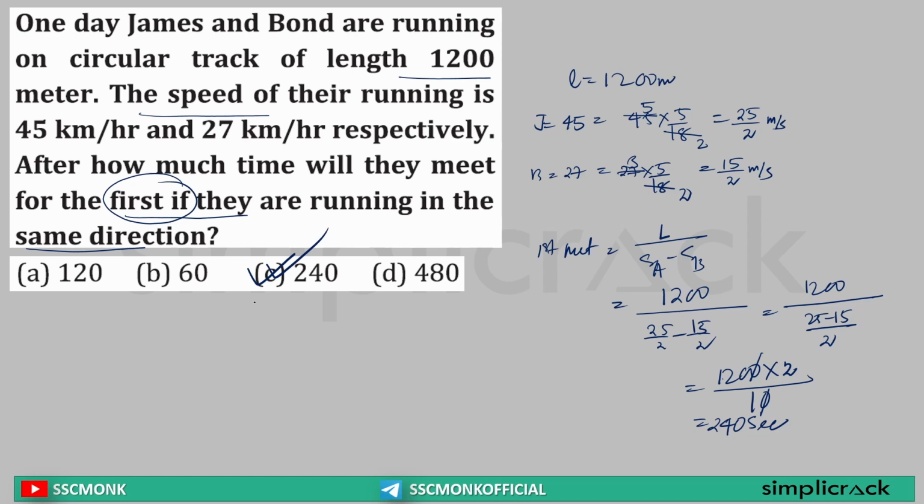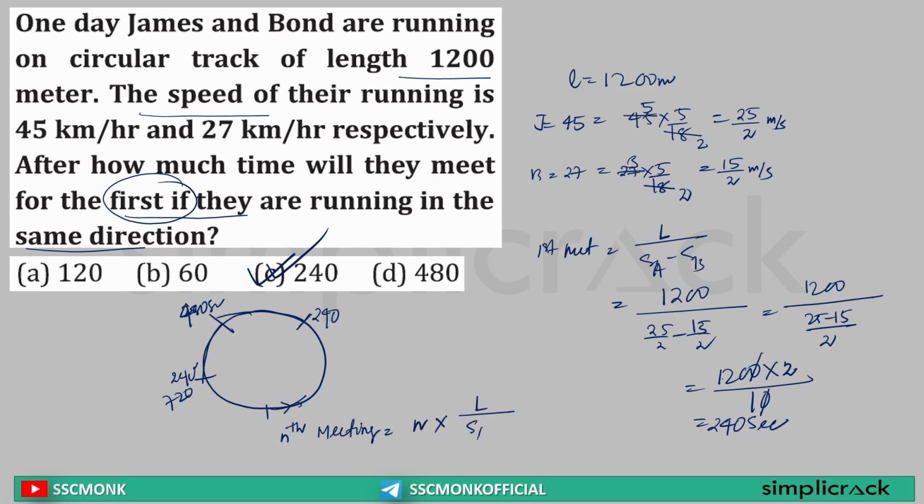For the second time, if this is a circular track and they started here in the same direction, they meet after 240 seconds. Then again after 240 seconds they will meet, that is after 480 seconds. Then again after 240 seconds, that means 720 seconds. So the nth meeting will be at n multiplied by L divided by the speed of A minus the speed of B.